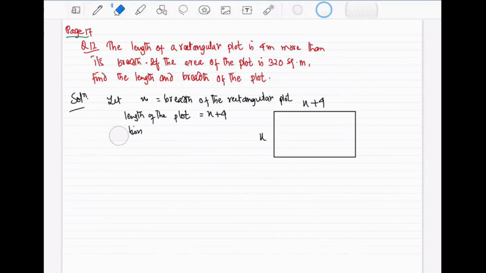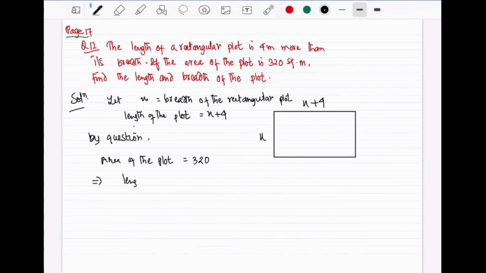It's very narrow. Let me write it again. By equation, area of the plot is 320. Let's forget the unit for the time. Area, we will replace it by length into breadth is equal to 320. Length is x plus 4. Breadth is x. So x plus 4 into x is equal to 320.